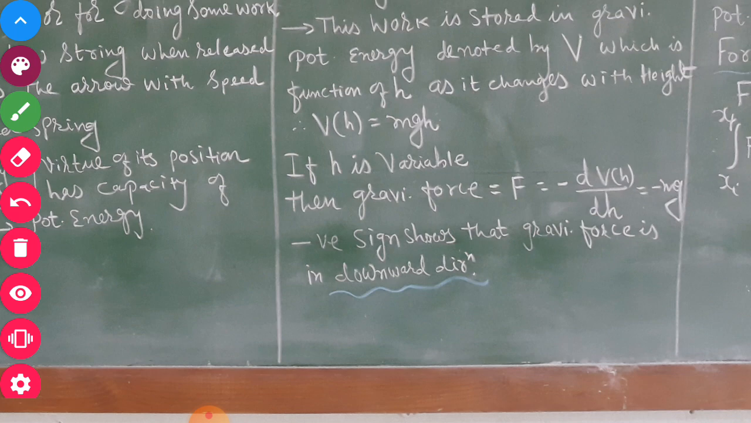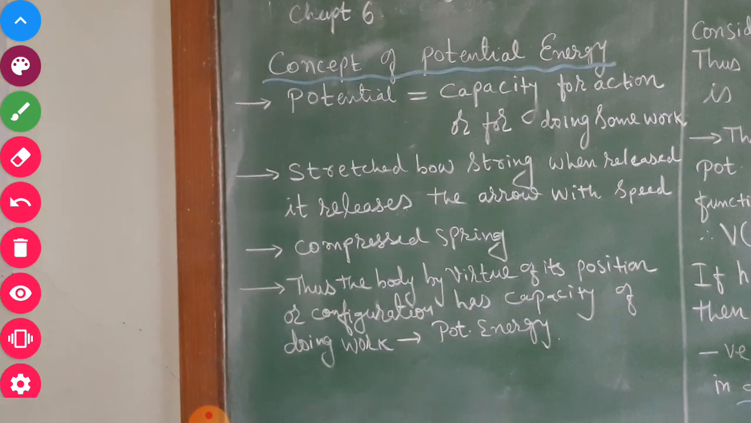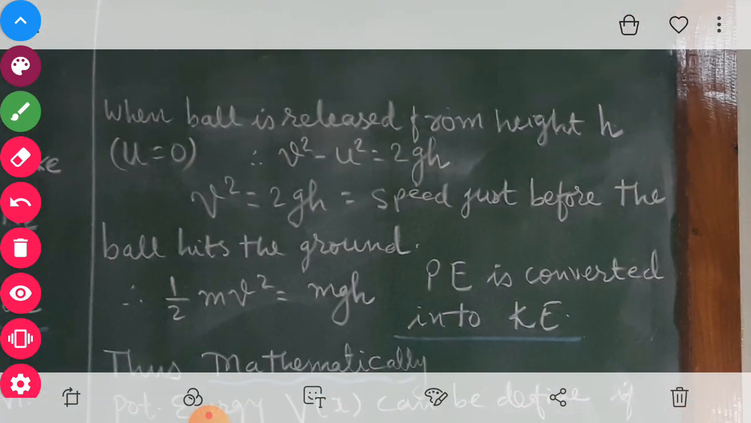That work done is stored in the form of potential energy. If you take the negative differentiation of potential energy with respect to height, then you will get the gravitational force to be minus mg, and the minus sign shows that this force is in the downward direction. Now we move further.